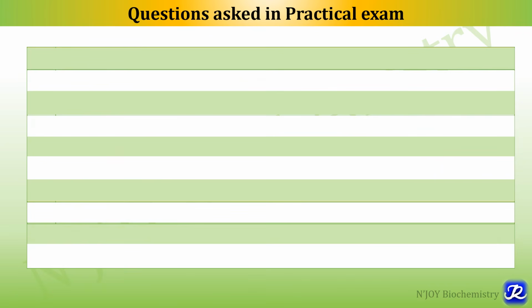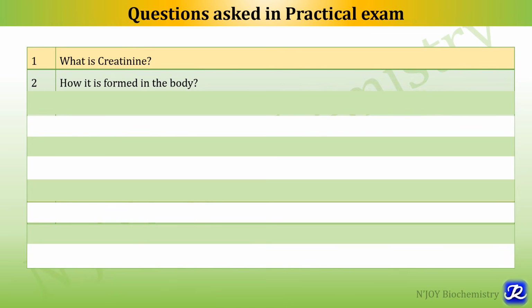Now let's see some most likely questions asked in the practical exam. The first question is, what is creatinine? It is the anhydride of creatine. How is it formed in the body? It is formed from creatine in the muscle. It is a non-enzymatic reaction, but creatine is formed in the kidney and liver and then it is stored in the muscle in the form of creatine phosphate.